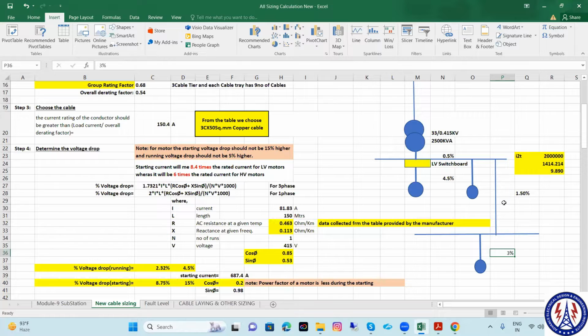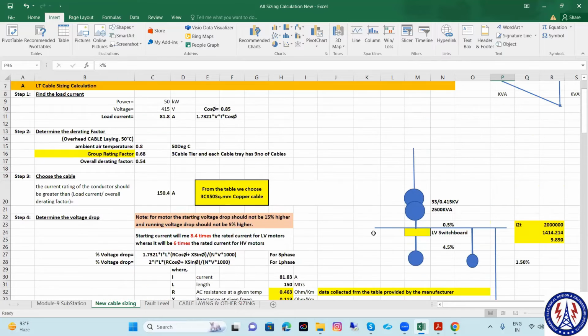The voltage will drop. We have to consider 2.3 as the maximum percentage of voltage drop, maximum, see this also. Now I will tell you where this 5% comes from, okay.